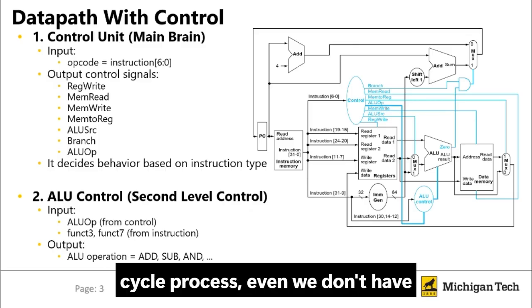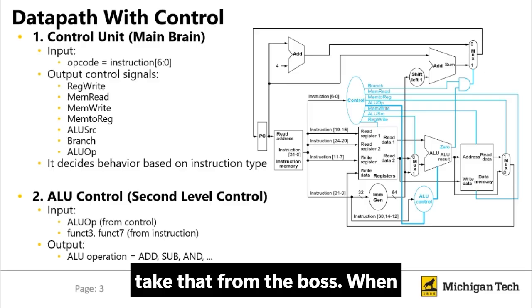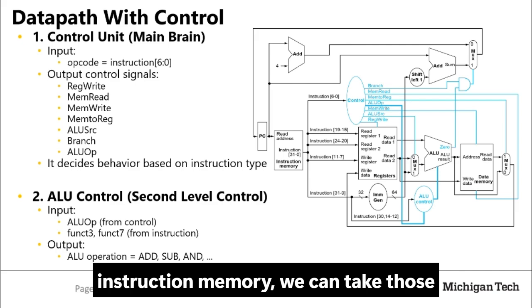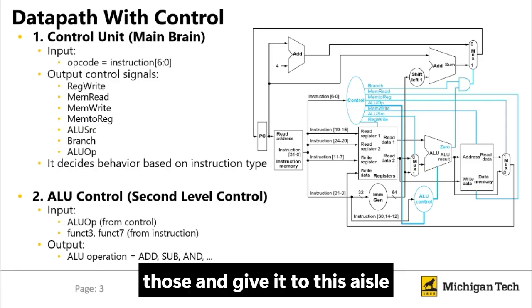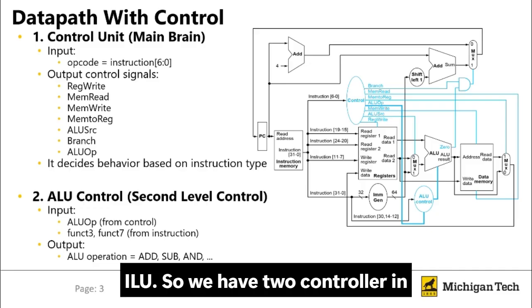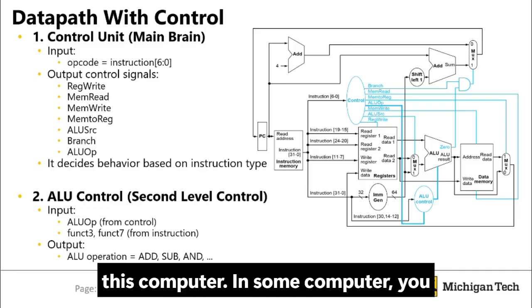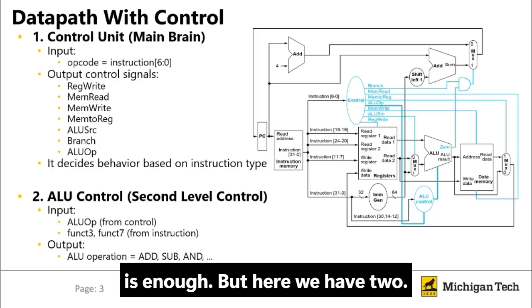In some processors, like in a one-cycle processor, we don't even have that instruction register. We can just take that from the bus. When the bus is coming out from this instruction memory, we can take those bits off and give them to this ALU controller to make signals for the ALU. So we have two controllers in this computer. In some computers, you don't need to have two. Just one is enough. But here we have two.